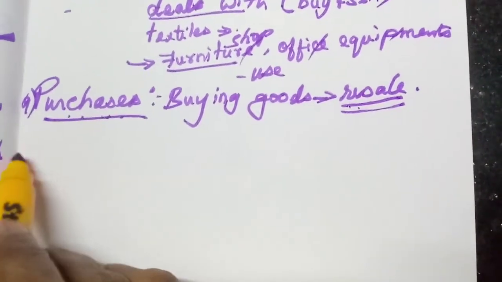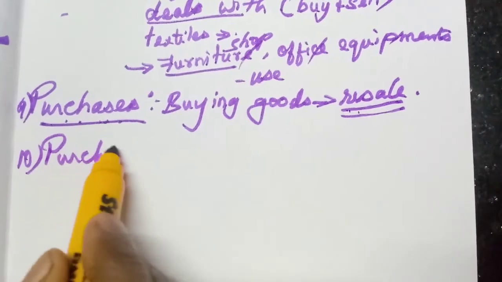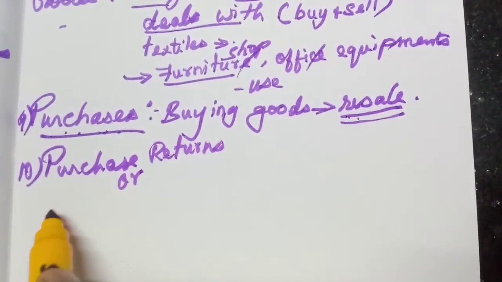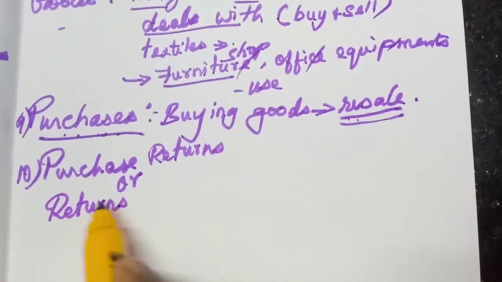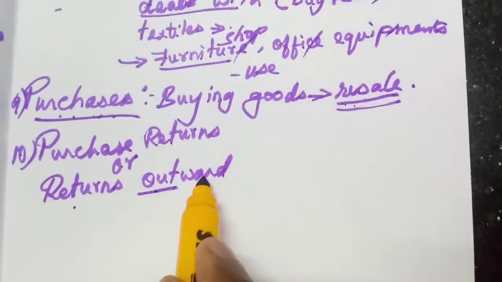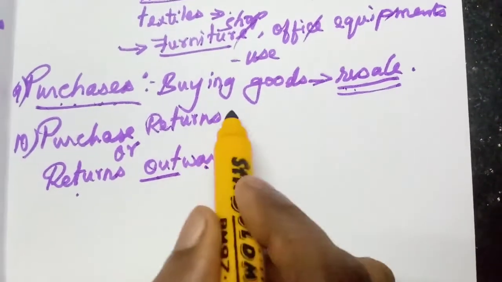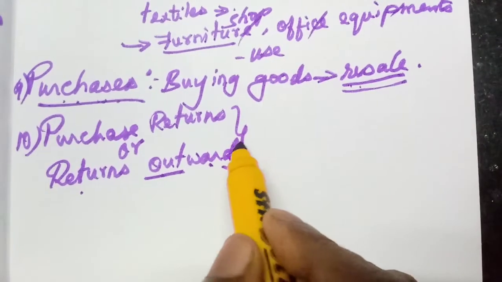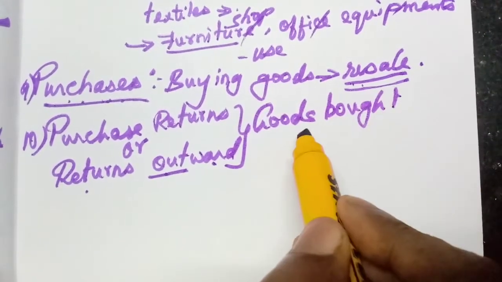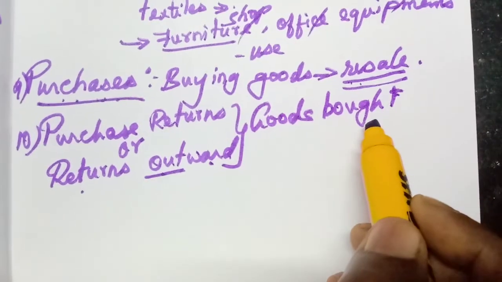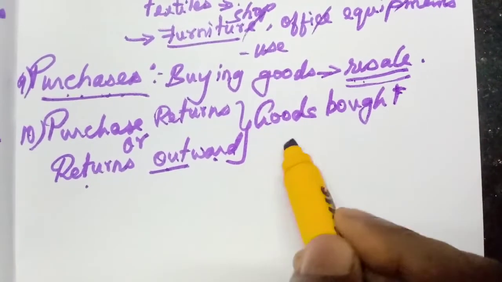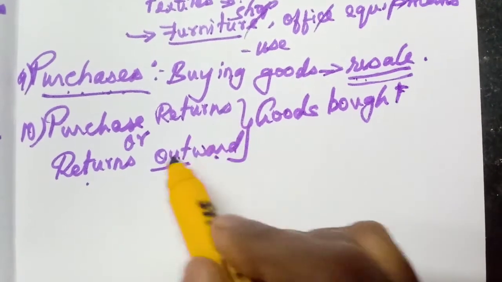Then, related to purchases, purchase returns. We may return some of the purchases. These purchase returns are also called returns outward, because we are returning this to the suppliers. It is going out. That is why it is called returns outward. Understood? So, when goods bought are returned. We have already bought some goods and we realize that the goods are not up to our expectation, not up to the standard, or are damaged. What will we do? We will return those goods to the supplier. That is called purchase returns or returns outward.